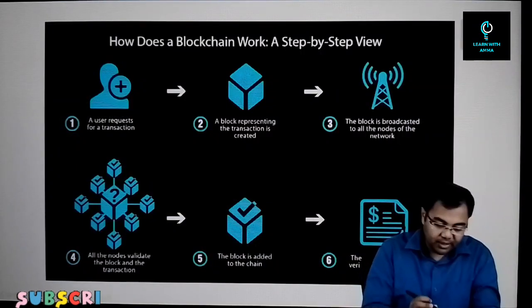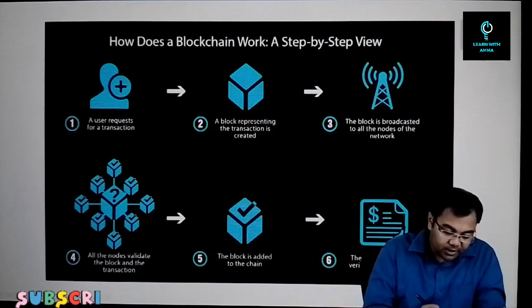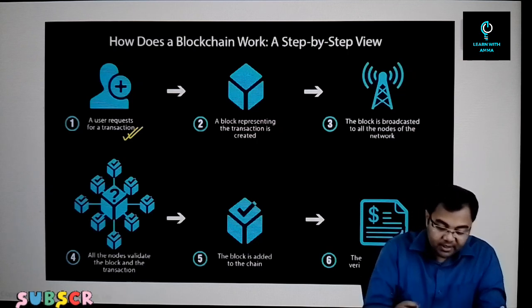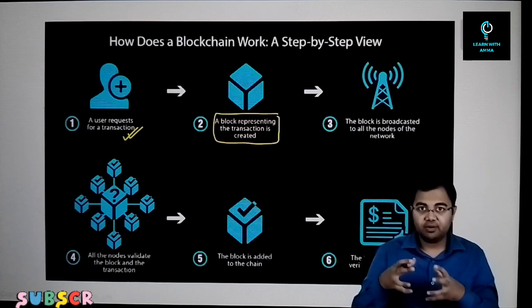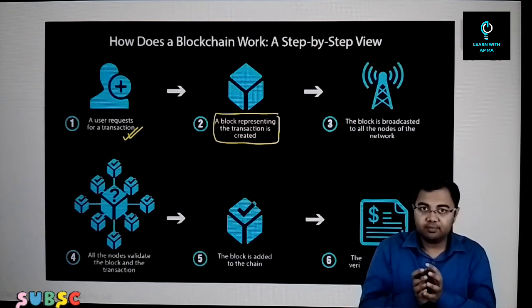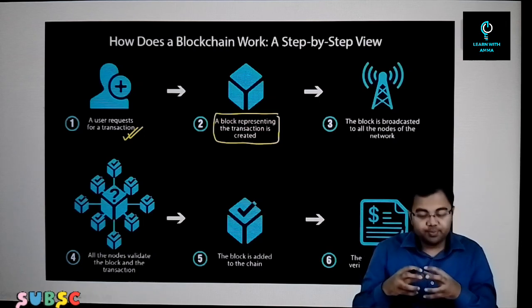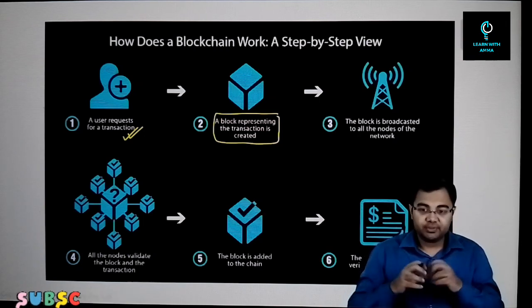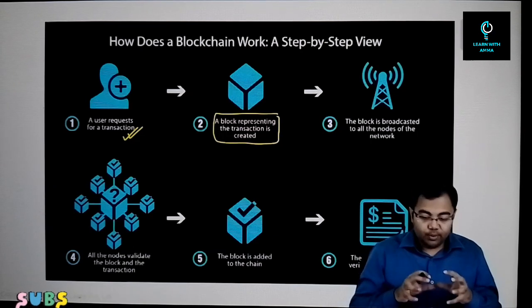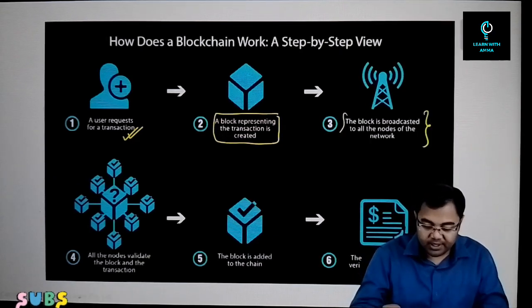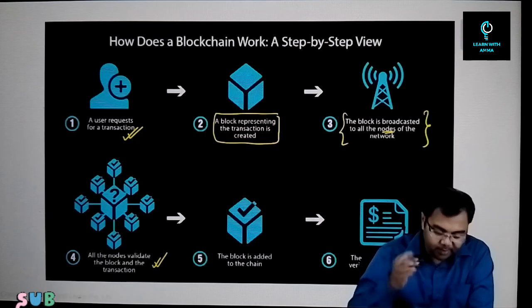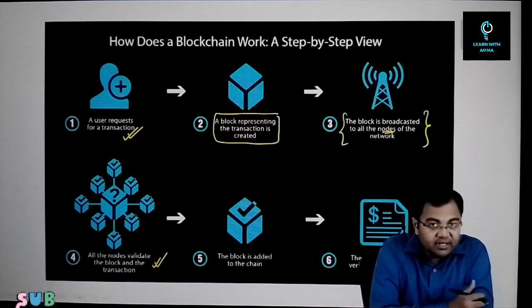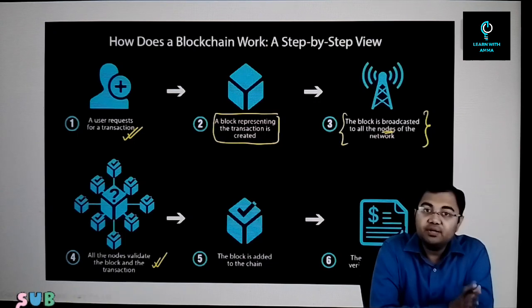So what has happened is that you have initiated the transaction. A user will initiate the transaction, and a block representing the transaction is created. All right, so this information or this transaction is loaded inside a box, a block, and this block now gets added to the chain. That's why it forms a blockchain. Now this block is broadcasted to all the nodes of the network, and the nodes will validate the block and the transaction. As soon as the validation is done, whoever was able to validate the transaction will be rewarded for it.